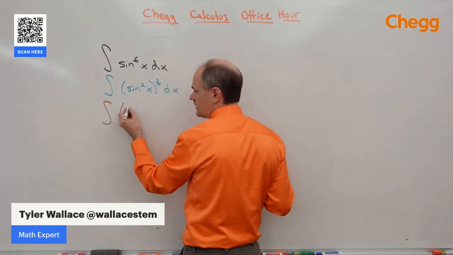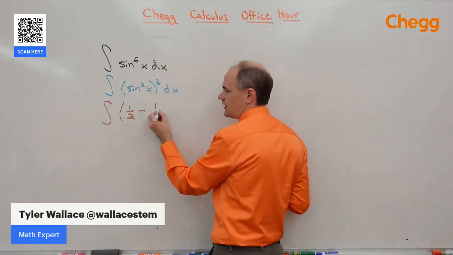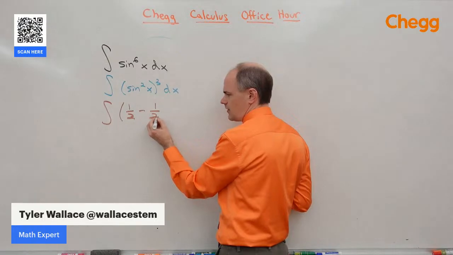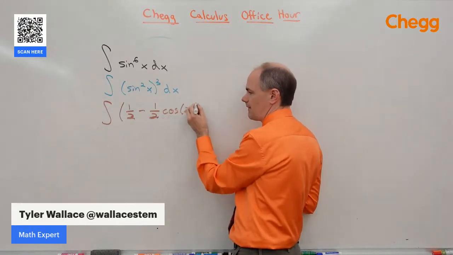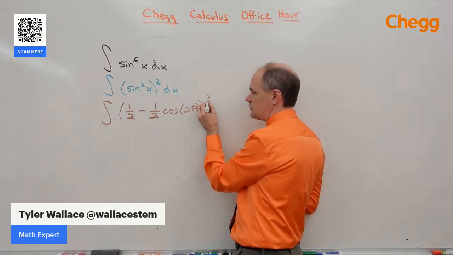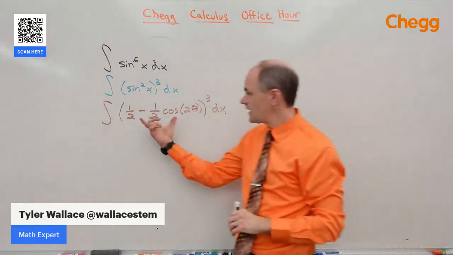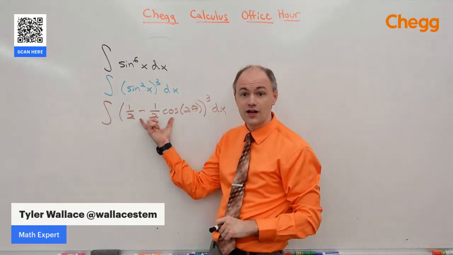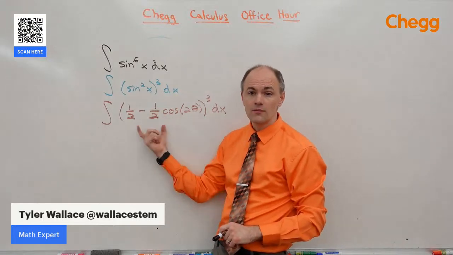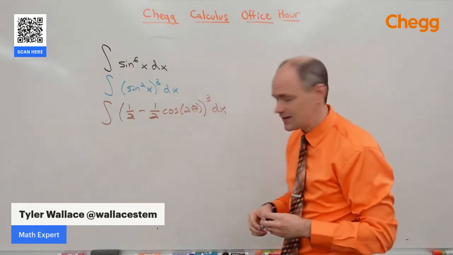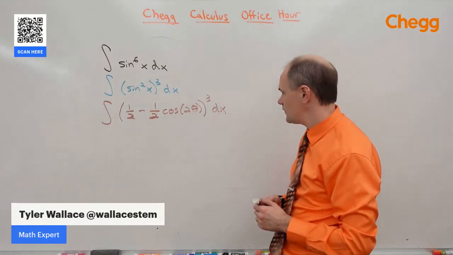Sine squared is 1/2 minus 1/2 cosine of 2 theta, cubed, dx. This is the power reduction identity from trigonometry. Normally we write it as 1 minus cosine 2 theta all over 2, but if we split that up, it usually makes the integration easier. Although this time I don't know if it will.